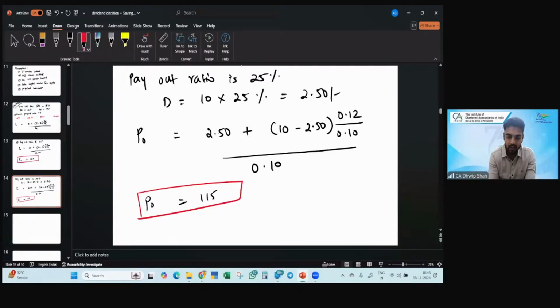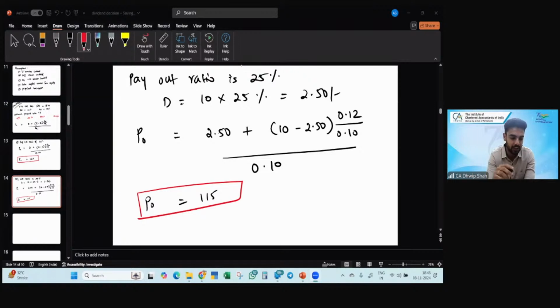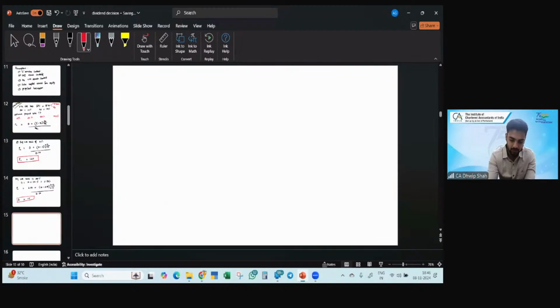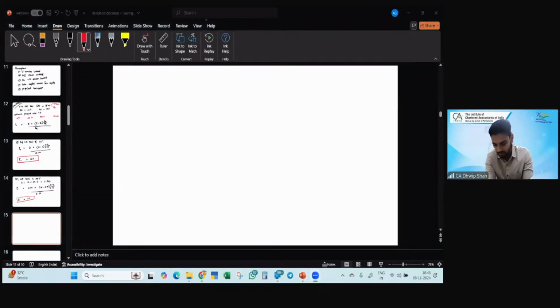See, the payout ratio is 25%, right? So the payout will be from earnings. Earnings is 10, of that 25% is dividend. Dividend is the distribution of earnings. So 25% of 10 is 2.5. My earnings per share is 10. With these earnings, I can do two things: I can distribute dividend and retain something with me. So 10 into 25%. Is that clear now?